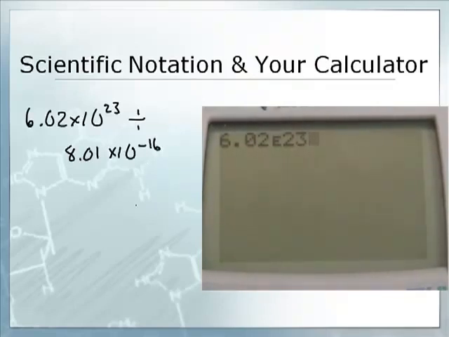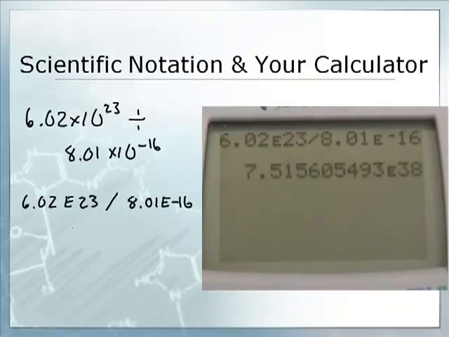All right, so 6.02, second EE, 23. That means times 10 to the 23, okay? Divided by 8.01, second EE, which means times 10 to the negative 16. And I hit enter, and I get some big number, 7.52 times 10 to the 38th power. So it says 7.52 E38. There's a whole bunch of stuff, and then E38. Don't forget to look for that E38.